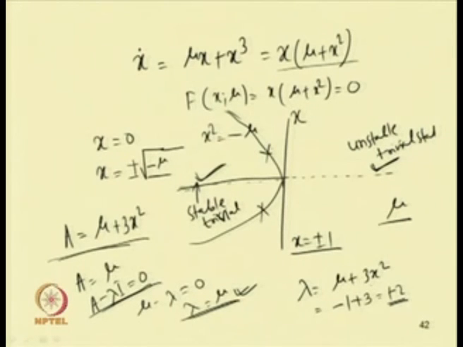Let us check it again. Lambda equals mu plus 3x square, as I have taken mu equal to -1. Corresponding to mu equal to -1, x becomes plus or minus 1. So 3x square becomes 3, and then this becomes +2. As this is positive, this branch is unstable. So, we have an unstable branch.